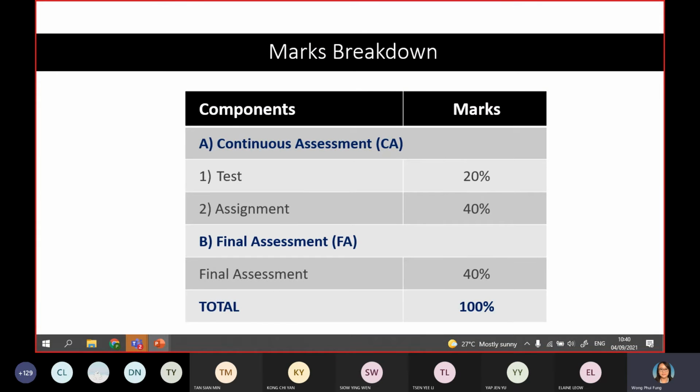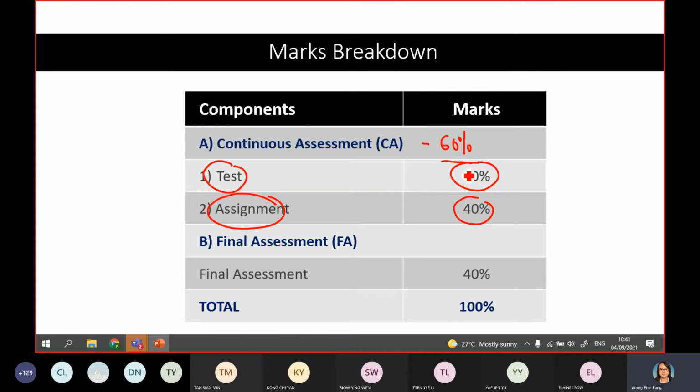So now I repeat again: your test is 20%, your group assignment is 40%, so your CA is 60%. I have already released your 60% marks at Webler, so you can check your marks. If there is some error or discrepancy, for example I accidentally added too many marks for you and you want some deduction, you can come and find me. I can deduct for you. So try to check whether there is any mistake.